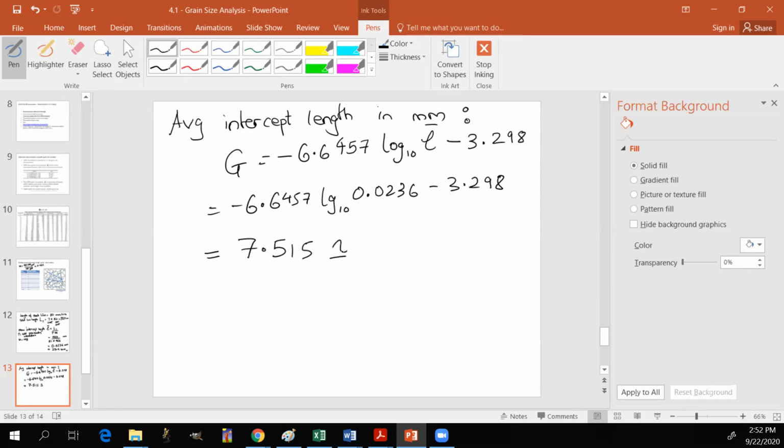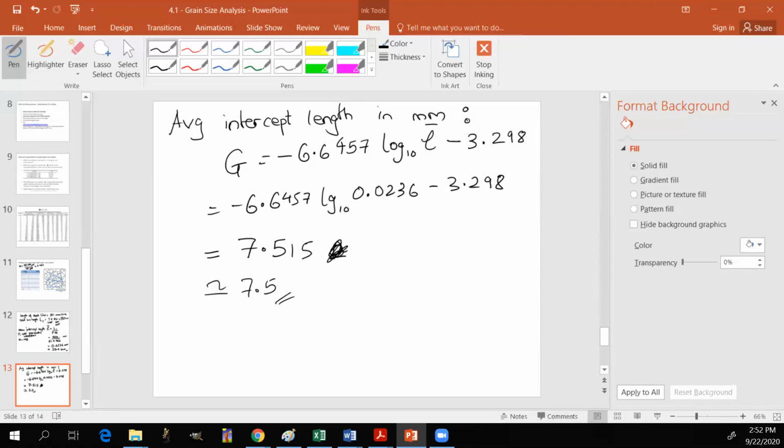7.515, but because the ASTM standard, you can leave the answer like this and it's totally fine, but the ASTM standard likes it in 0.5. You don't need to do this part. So the grain size number is equal to 7.5. All right.